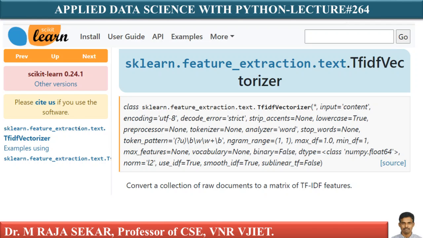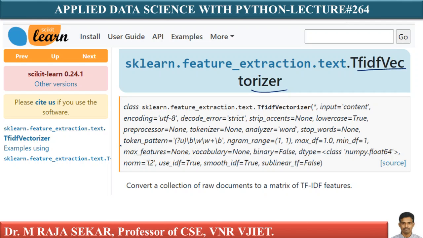Just like bag of words computing, TF-IDF is very simple. There is a TF-IDF vectorizer, again in scikit-learn. Just see sklearn.feature_extraction.text.TfidfVectorizer, isn't it? Again, it is in scikit-learn. I strongly recommend going through this documentation, that is, the documentation of TF-IDF vectorizer.